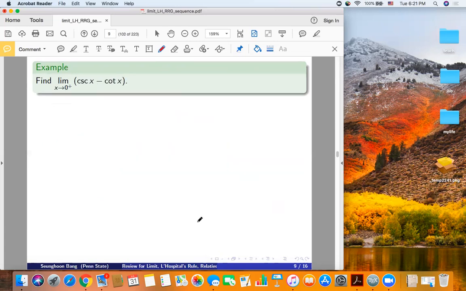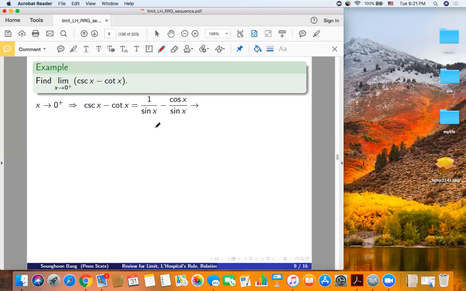Number 9. The cosecant x minus cotangent x, as the x value approaches 0 from the right. I'm going to change it to sine and cosine. So cosecant x is 1 over sine x minus cosine x over sine x.